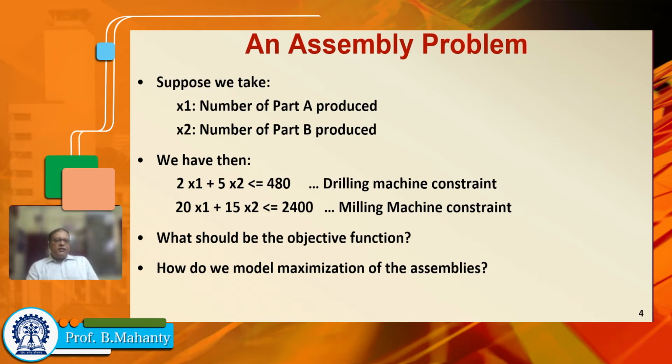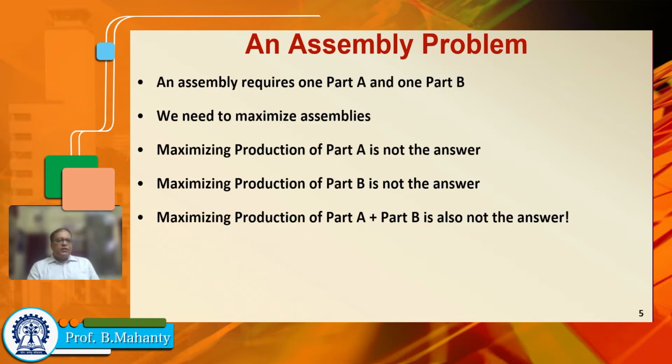So for the constraints, 2 minutes are required for part A in the drilling machine and 20 minutes in the milling machine. Here it is 5 and 15 minutes. So we have 2x1 plus 5x2 less than or equal to 480, and 20x1 plus 15x2 less than or equal to 2400. So these two constraints are pretty straightforward. But the question comes: what should be the objective function and how do we model the maximization of assemblies? It's an important question before us, how do we maximize the number of assemblies?